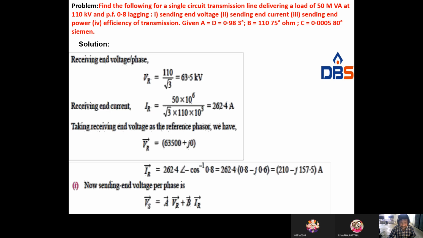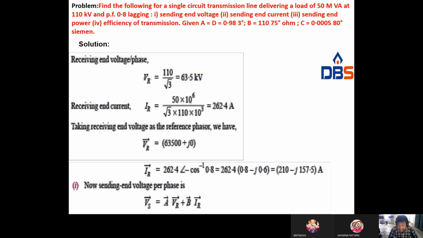Another problem, a similar problem. They have given ABCD constants, right? Determine the sending end voltage, sending end current, sending end power also, and efficiency. As usual, first the receiving end voltage. It is a 3-phase, so first convert to single phase: 110 kV, that is 110 by root 3, 63.5 kV.